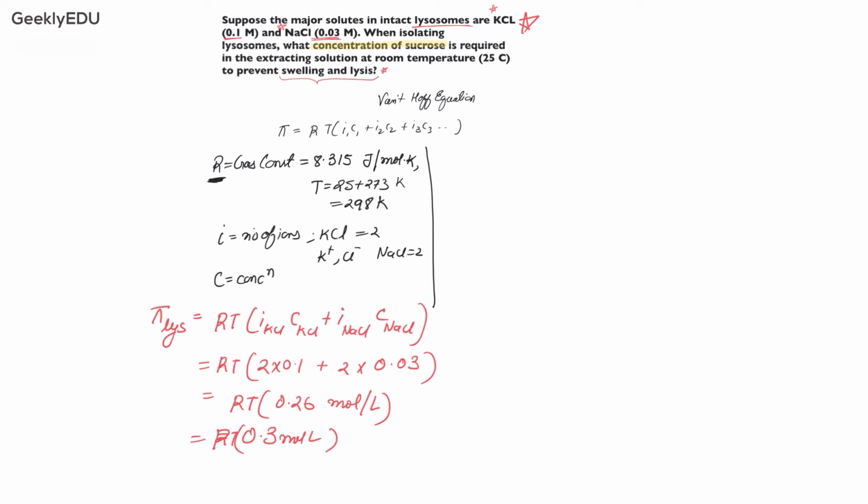Now we are going to do the same calculation for our sucrose solution. So RT, I of sucrose and C of sucrose. Now this is exactly what we need to find. Sucrose does not ionize, so I of sucrose is going to be 1. That means you can simply eliminate that and write C sucrose, right?